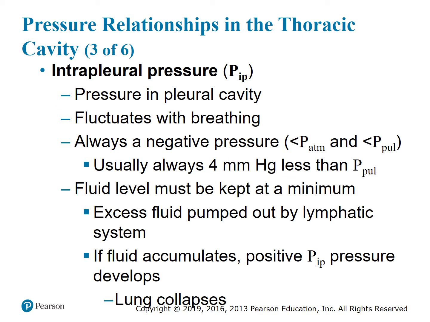On the other hand, the intrapleural pressure is the pressure in the pleural cavity. It fluctuates with breathing. It's always a negative pressure, and it's usually 4 millimeters of mercury less than the intrapulmonary pressure. The fluid level must be kept at a minimum. Excess fluid is pumped out by the lymphatic system, and if the fluid accumulates, then a positive intrapleural pressure develops, and then the lung collapses.